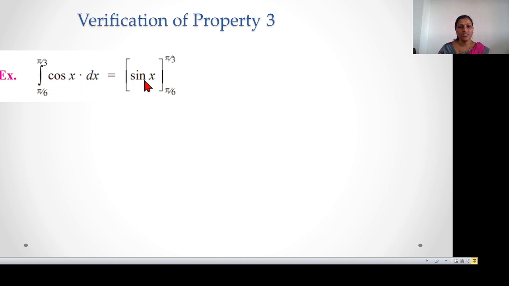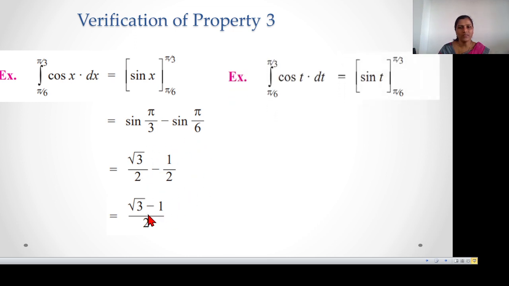So for verification of property third, now we will see one example. What is the integral of cos x dx between pi by 6 to pi by 3? Everyone knows that the integral of cos x is sin x. So we will apply the limits from pi by 6 to pi by 3 to this term. By putting the upper limit, this value appears. By putting the lower limit, this value appears. By substituting the values of these two terms, we have this step, and by calculation, we get this term as the answer.